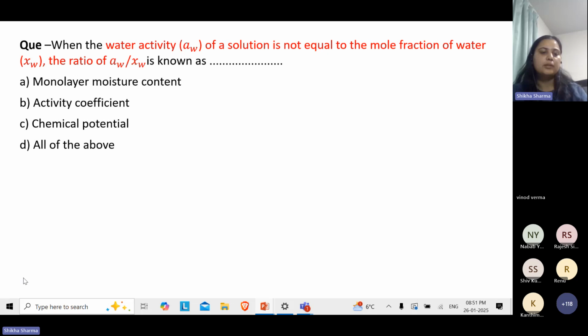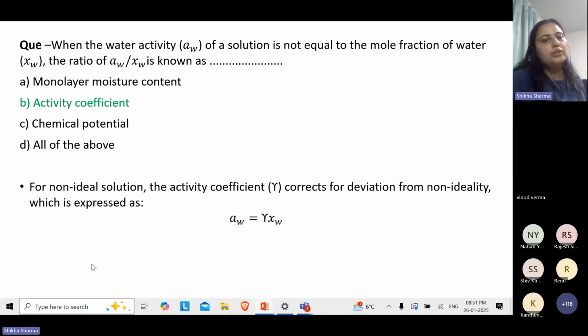So, yeah, we were here. What is the factor known as? If AW by XW is not equal, the ratio is known as the activity coefficient. In the case of ideal solutions, the water activity will be equal to the mole fraction. But in non-ideal solutions, they will not be equal, and the activity coefficient is AW by XW, the water activity divided by the mole fraction, and it is the correction factor for non-ideal solutions.